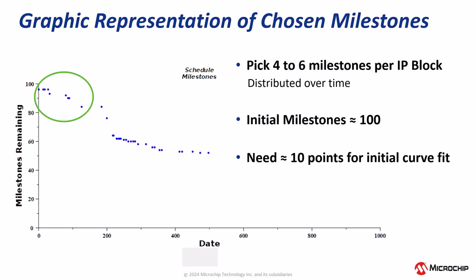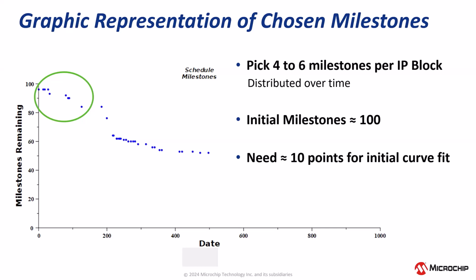The first step was to pick a subset of the 50 milestones per IP block. I recommend picking 4 to 6 milestones per IP that are the most important and evenly distributed over the life of the program. For this particular program, I picked 4.